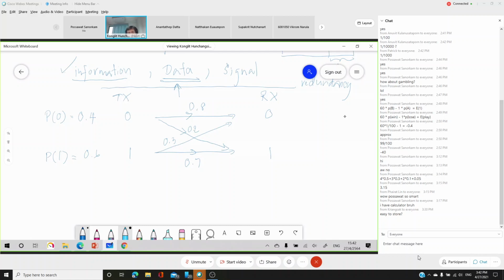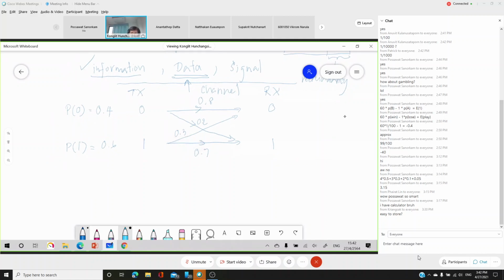And after transmitting 0 going through the channel, 80% of the time we receive a 0, but 20% of the time we will receive 1. So that's an error. Same here. If we transmit a 1, 30% we get an error, 70% we get it correct. This looks like that.